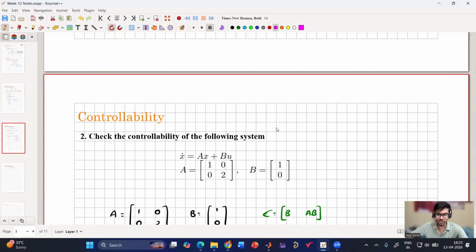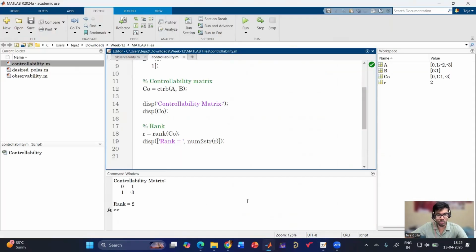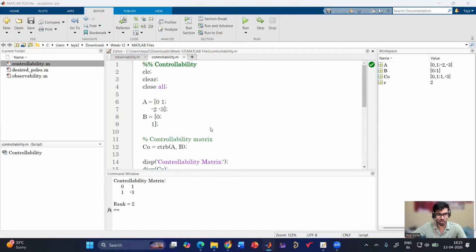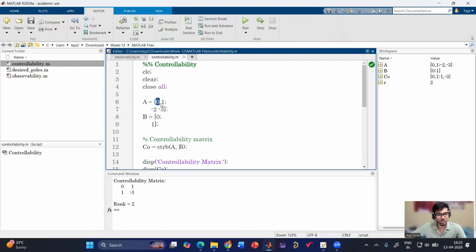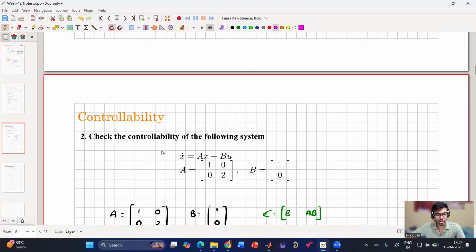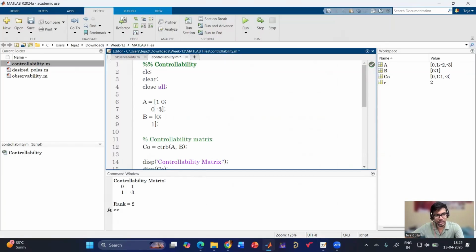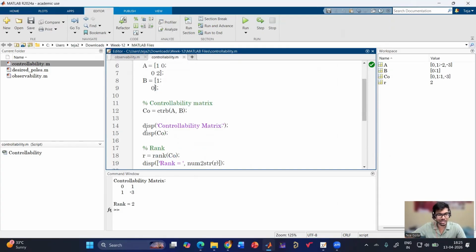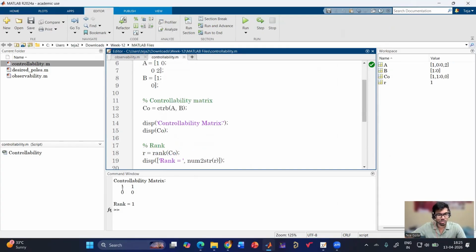But before we see which is controllable and which is not, let us go through the MATLAB code and then check whether what we have done is correct or wrong. So A matrix is 1 and 0, 0 and 2, and B matrix is 1, 0. Okay. So our A, B matrices are there. Let us run. So the controllability matrix is 1, 1, 0, 0.